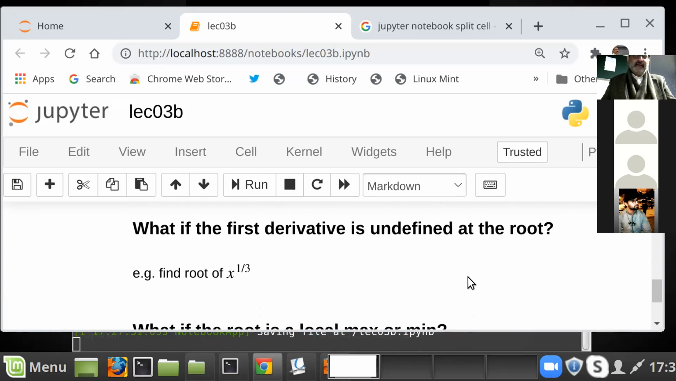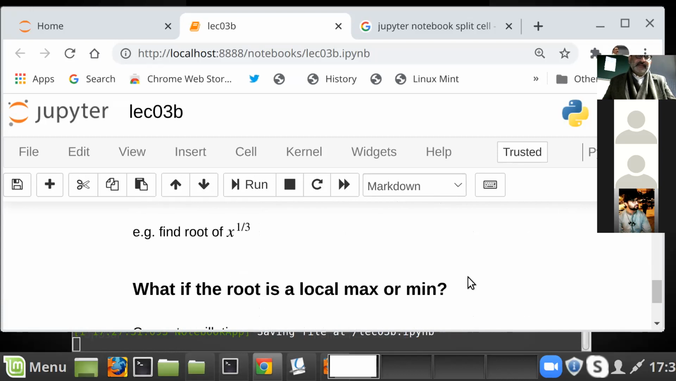And the other thing could be that the first derivative exists away from the root, but at the actual root, it's undefined. Okay? So as an exercise, if you're trying to find a root of x to the 1 over 3 using Newton's method, think about what would happen and then test it out.